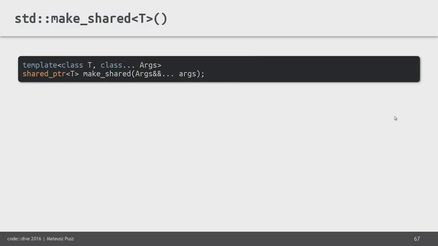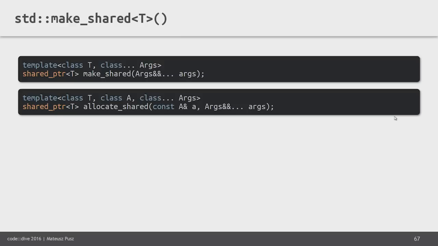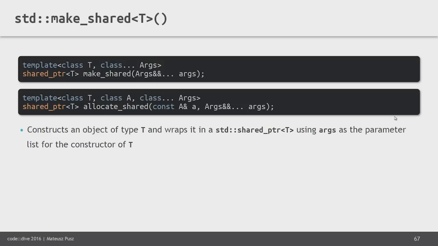So this was the aliasing constructor, and the last feature that is really popular and everyone says to use it is make shared, yes? Together with make shared, we have an allocate shared function that I don't know if you are aware of. It's pretty similar to the make shared, and it basically constructs an object of type T and wraps it in a shared pointer.